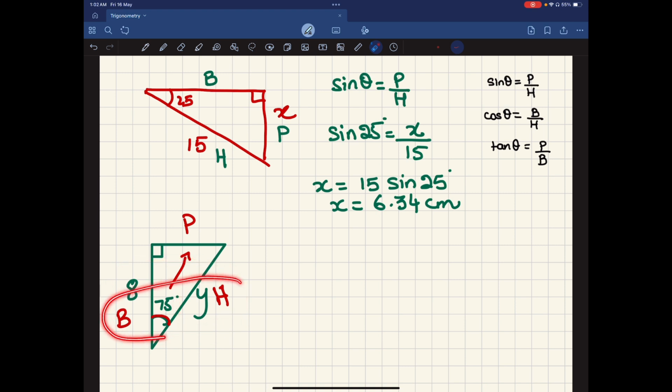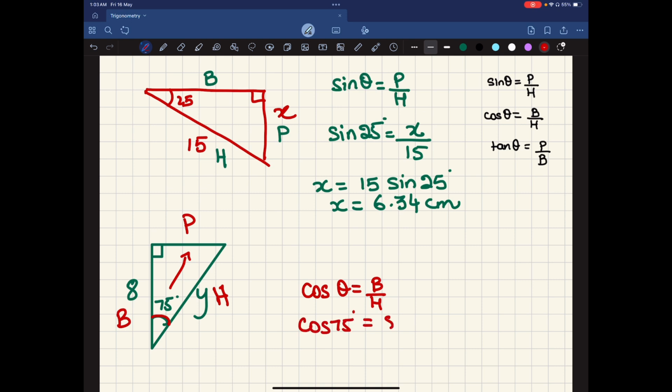So which trigonometric ratio connects B and H? It's cos theta, right? So cos theta is equal to B over H. The angle is 75 degrees, base is 8, H is Y. So we're going to take Y to the other side and bring this cos 75 to the denominator. So Y is equal to 8 over cos of 75 degrees and you should get Y is equal to 30.9 centimeters.